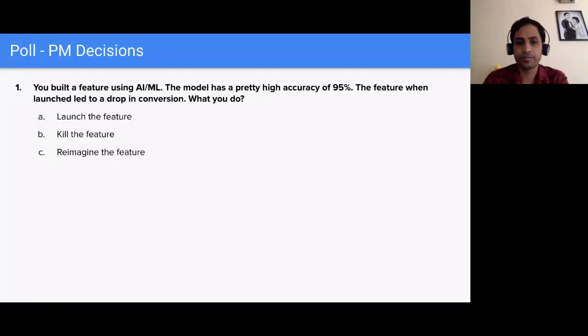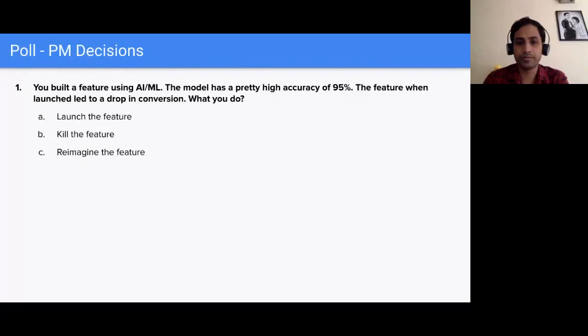If you look at an elimination principle, you can definitely not launch that feature. You can't launch the feature at all. That option is out of your scope, right? Because you have to understand that you can't build something which is against your business, or against your customer. Then the question comes next: do I kill my feature, or do I reimagine the feature?